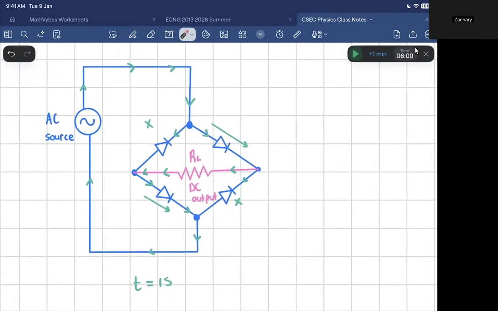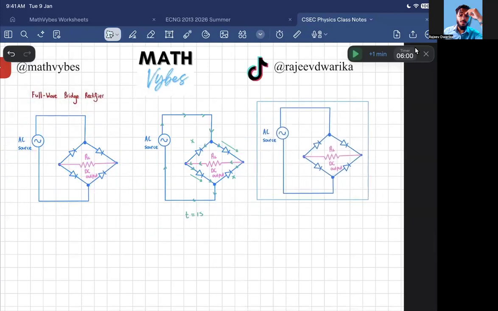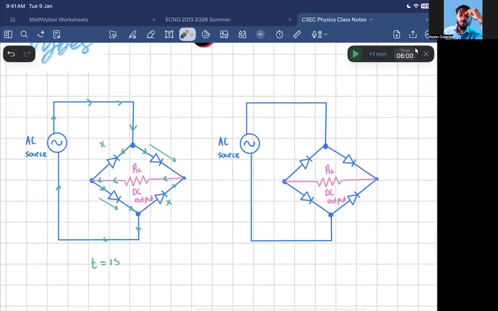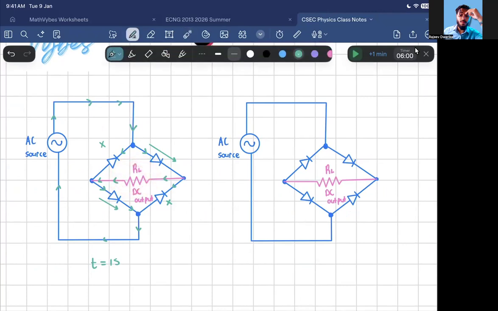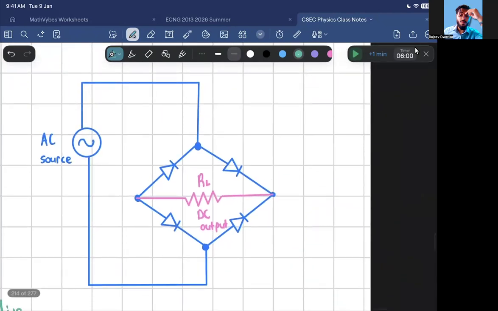Yes. Let me look at the current flowing in a different direction now. Drew, let me look at the current going in the other direction. In this diagram, tell me guys, did the current go through the load in this instance? Yes, it did. So in the positive half cycle, it conducted current.